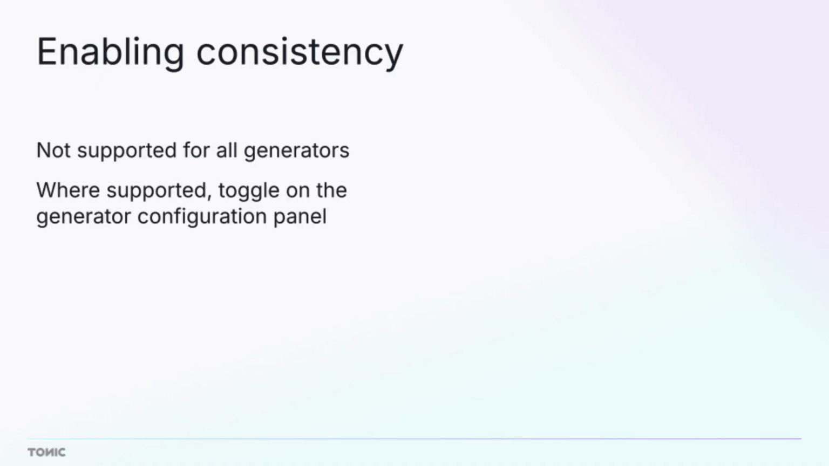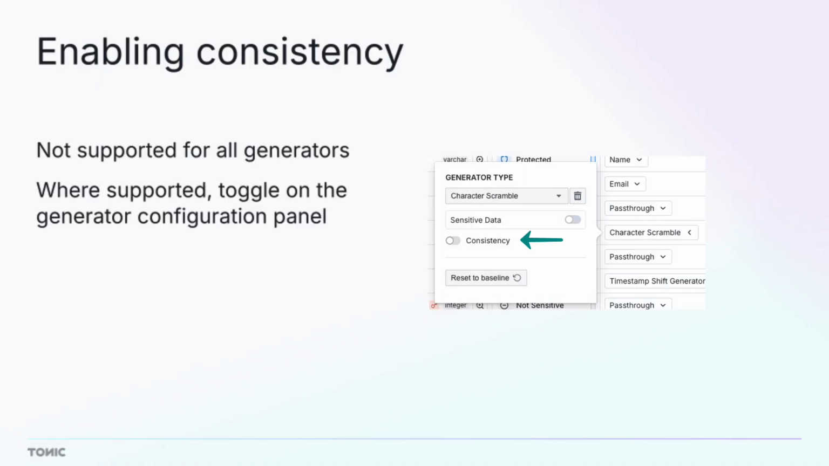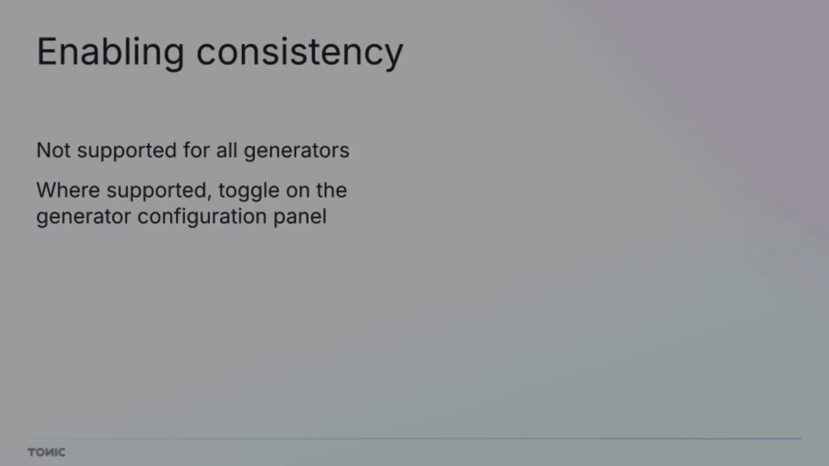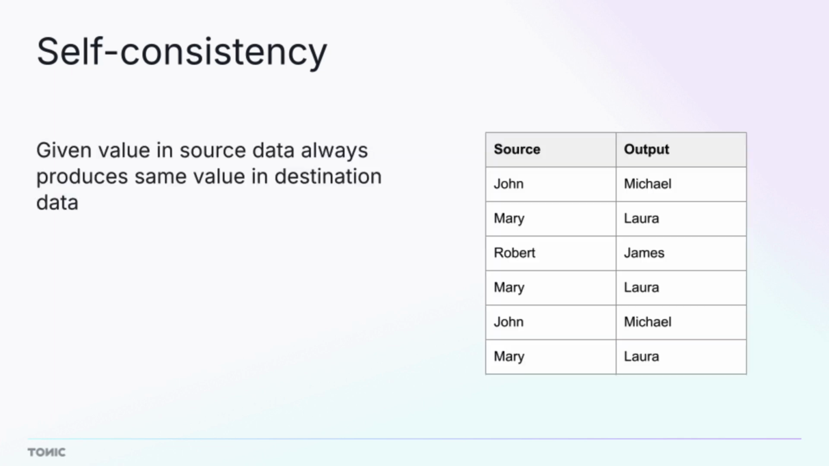How do you make a generator consistent? For generators that support consistency, the generator configuration includes a consistency setting. All generators that support consistency support self-consistency. Self-consistency means that a given source value in the column always produces the same destination value.